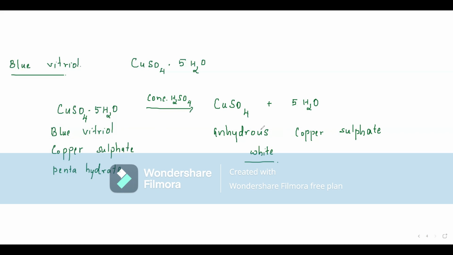Also, one more observation is there. This blue color is in the form of crystals. Copper sulfate is in the form of crystals, and here you will get powder. White anhydrous copper sulfate is powdery. So crystals are also getting converted to powder.